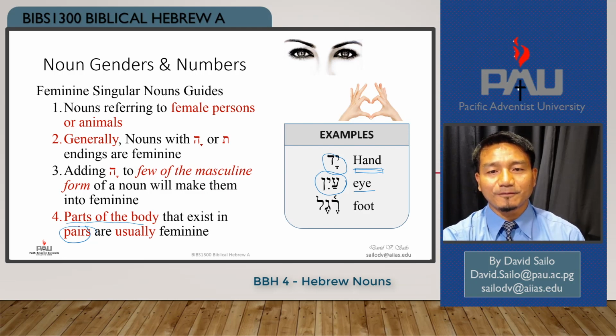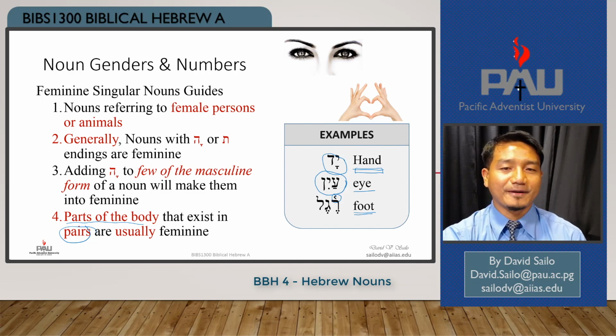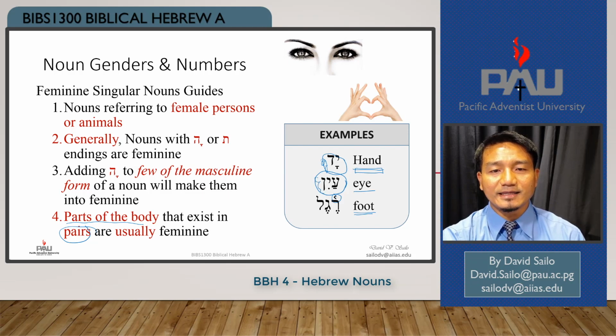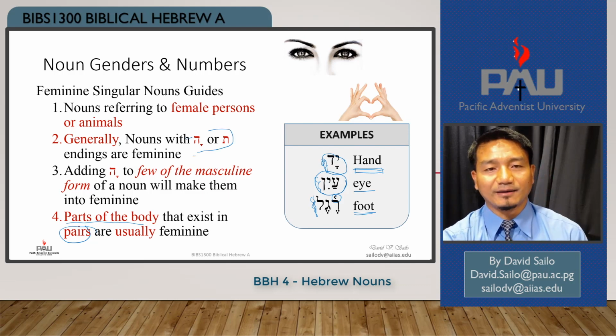And we also have foot, regel. Why do I say re? Because of the accent sign here. So we say regel. This is foot. Again, this is feminine, even though it does not have the feminine ending that we saw previously. Still, this one is a feminine noun, okay?